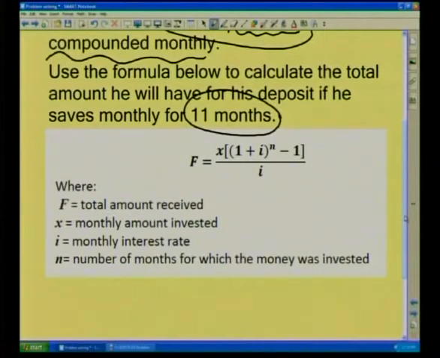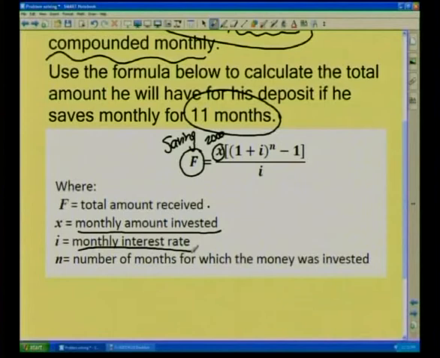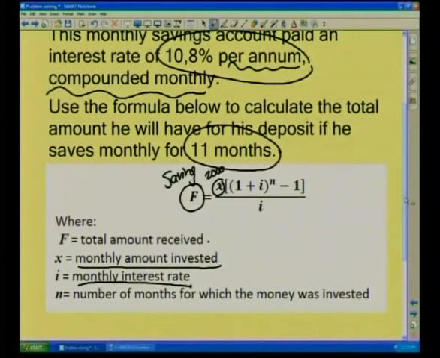They always will explain what the symbols mean. So F is the amount received, so that's actually how much his savings is going to be worth at the end of the 11 months. X is the amount invested, so in this case we're going to have 2,000 Rand per month, so that's your monthly amount invested. The monthly interest rate is not going to be the 10.8%, okay, that's per annum, so we need to work that out. So the monthly interest rate is obviously going to be your 10.8% divided by 12.